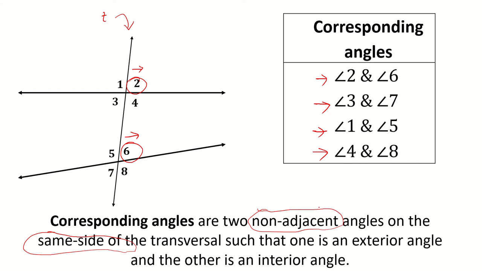And finally, take note that one is exterior and the other one must be interior. Looking at the given, angle 2 is exterior. So it's in the upper part of the line. And then 6 is interior. So if that happens, then they are corresponding angles.